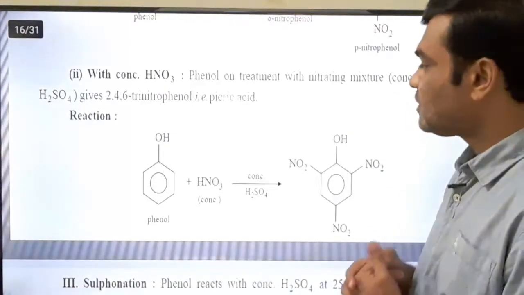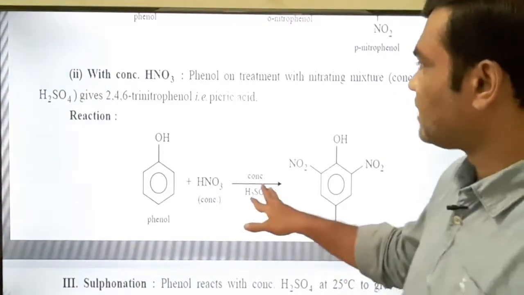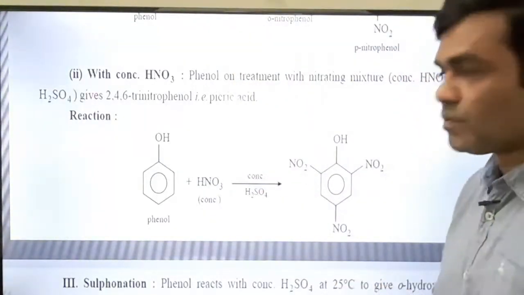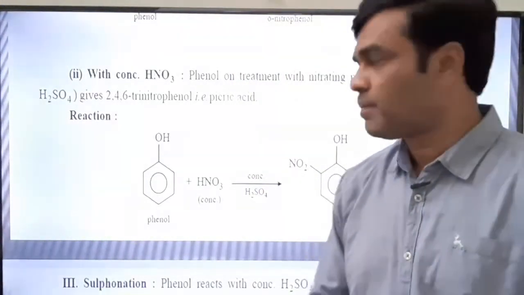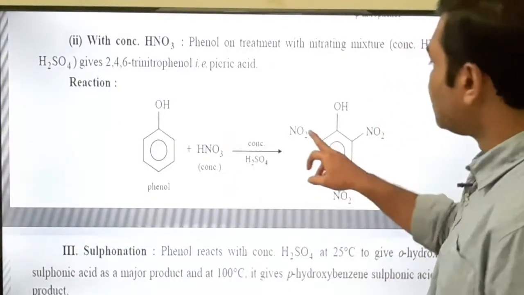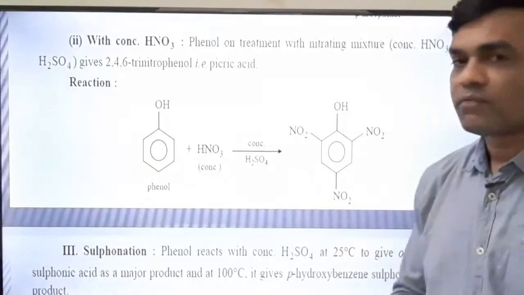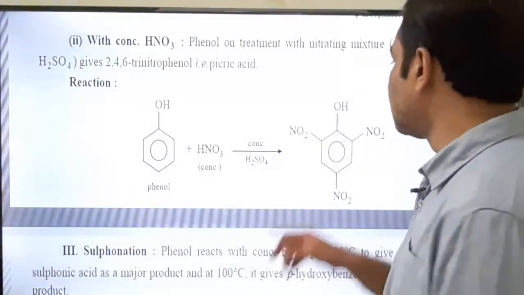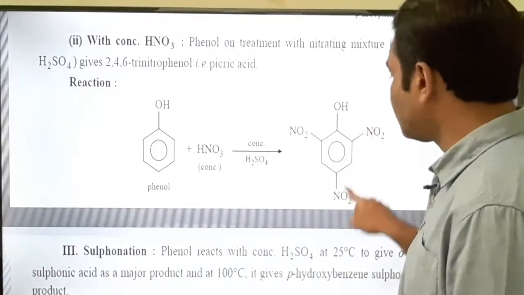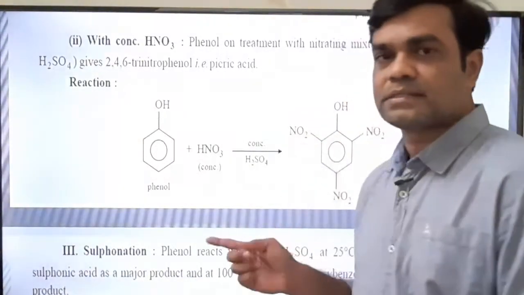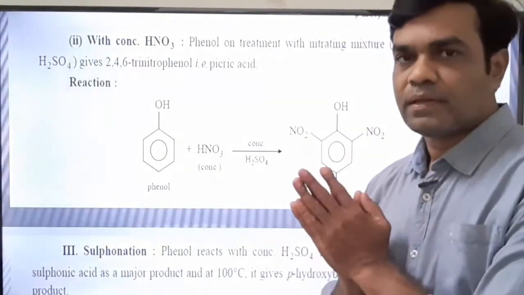However, that is the case of dilute nitric acid, where we get ortho-nitrophenol and para-nitrophenol. In case of concentrated nitric acid and concentrated sulfuric acid, here you can see you get 2,4,6-trinitrophenol. It means the nitration takes place at both ortho as well as para positions. Okay, so we discussed bromination and nitration.